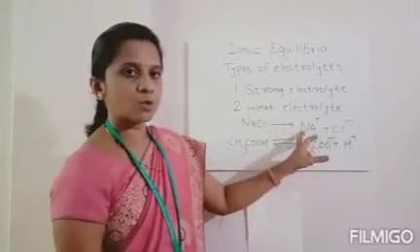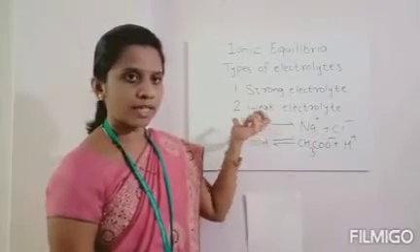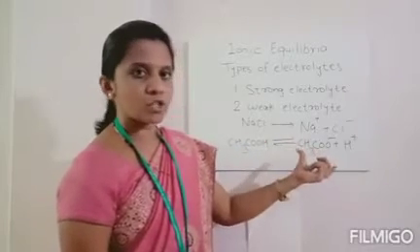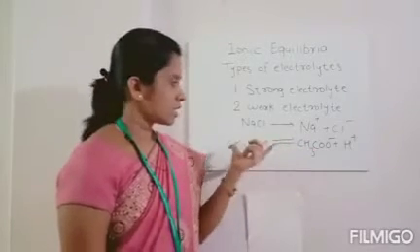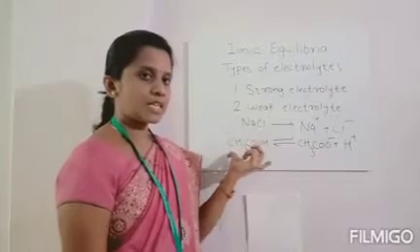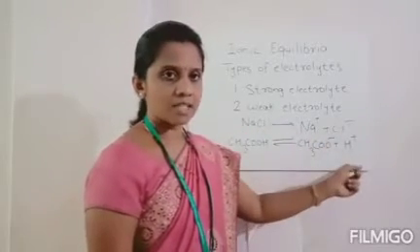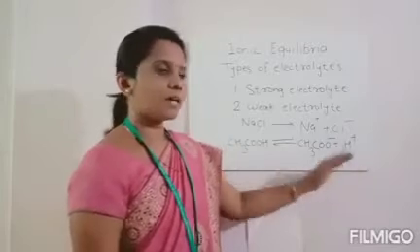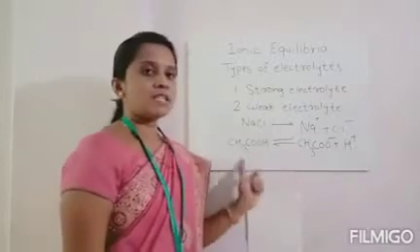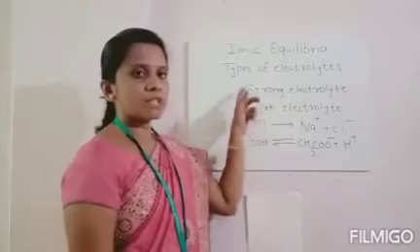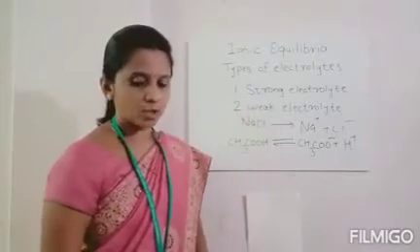NaCl, complete dissociation, strong electrolyte. Acetic acid, partial dissociation. Partial dissociation means what? Some molecules of acetic acid get converted into corresponding ions and some part remains as molecules. So this is the difference between strong and weak electrolyte.